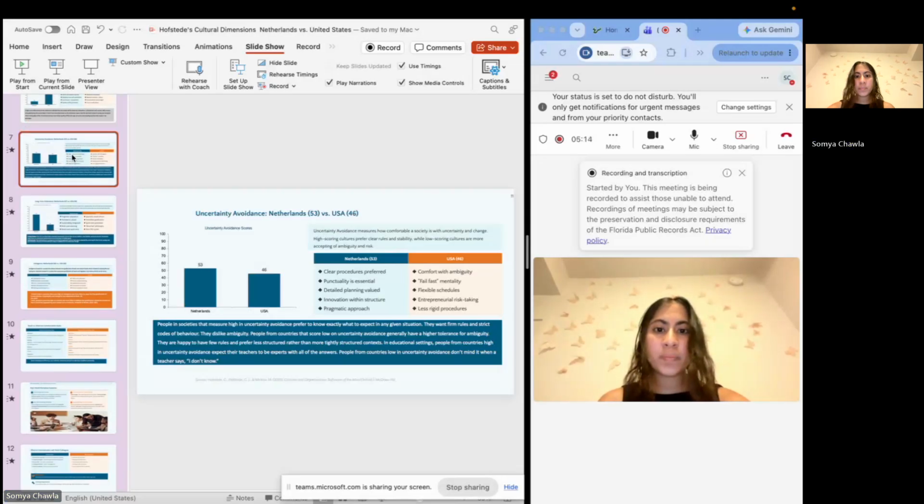Uncertainty avoidance. This means how comfortable people are with uncertainty, change, and risk. The Netherlands scores slightly higher than the United States, which means Dutch organizations prefer planning, preparation, and clearly defined processes. However, they are still flexible enough to adapt to changing circumstances, and Americans tend to be slightly more comfortable taking risks and making quick decisions. To succeed in Dutch workplaces, I would make sure to be well prepared for meetings, communicate clearly, and follow agreed procedures.